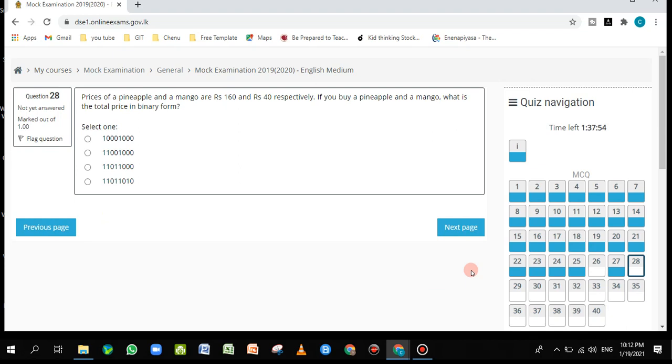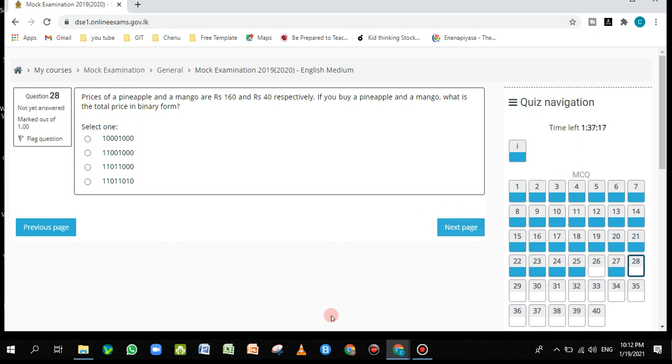Prices of a pineapple and a mango are 160 and 40 rupees respectively. If you buy a pineapple and a mango, what is the total price in binary form? Now if you take 160 and 40, that is 200. When we consider the binary system, it goes as 1s, 2s, 4s, and 8s, and then 16s, 32, 64, and 128. Then after that 256. Now there's only 200, so we don't have to go for 256.